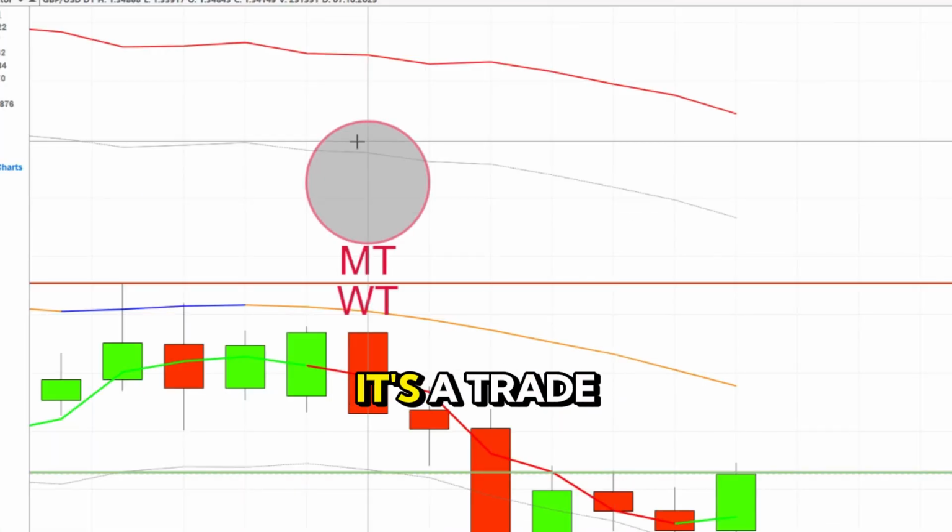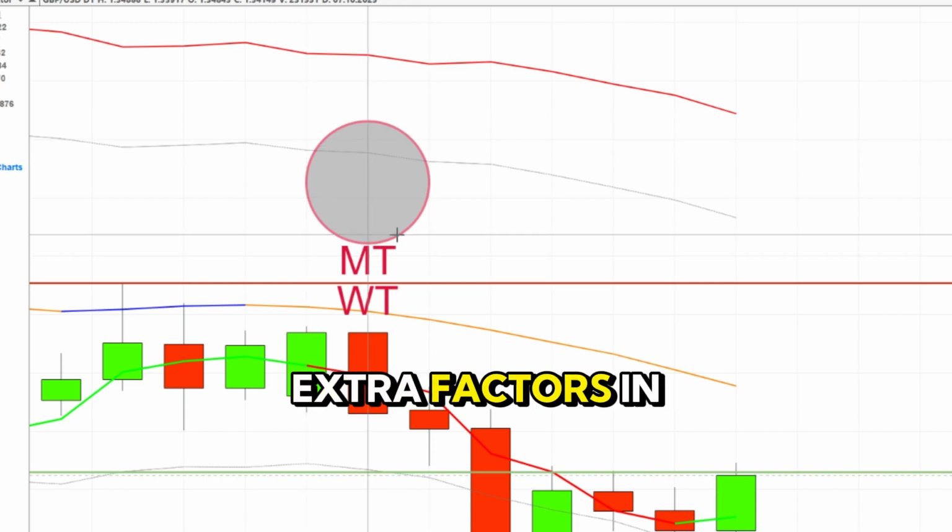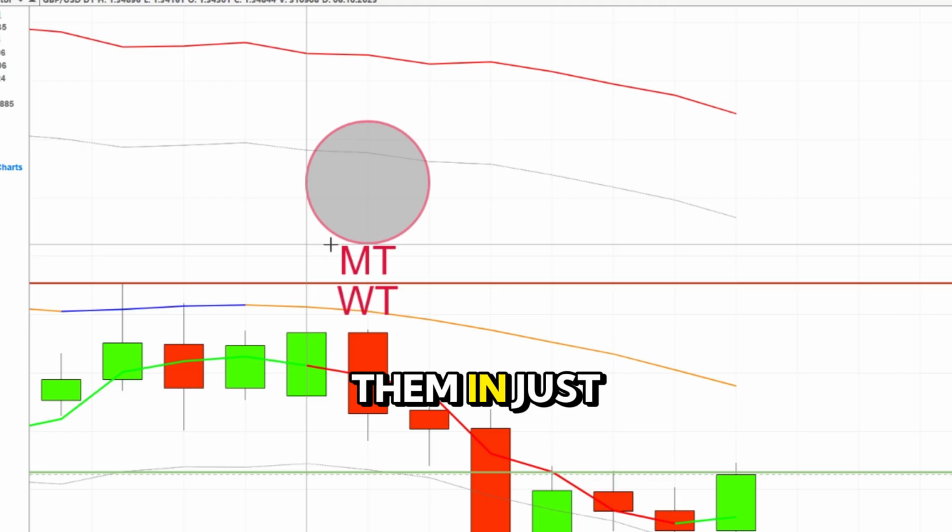This trade in front of me, you can see it's a trade immediately by the sniper disc presented on the screen, this big red circle. There's a few extra factors in here that tell us about the trade. I'll go through them in just a second.